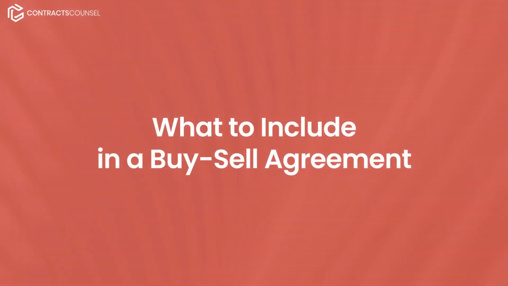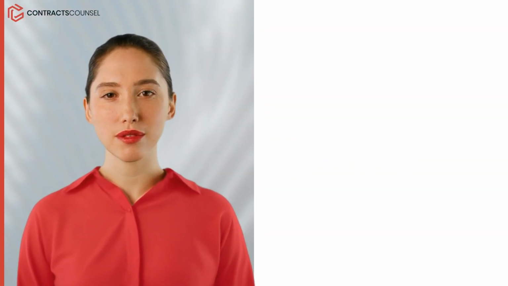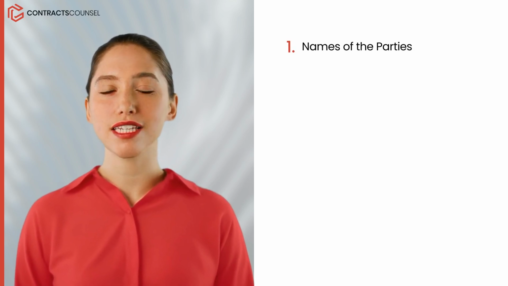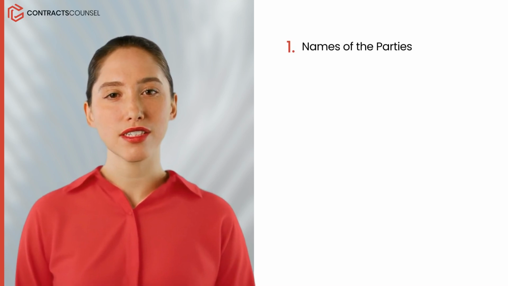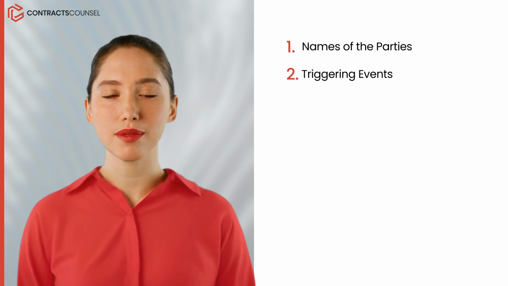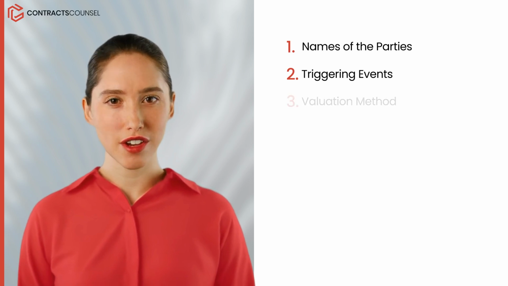What to include in a buy-sell agreement? There are common terms used in buy-sell agreements. Here are some you will find. 1. Names of the parties. The agreement includes the legal names of all co-owners. 2. Triggering events. This section describes the events that would trigger the buy-sell agreement, such as the death, disability, or retirement of a co-owner.